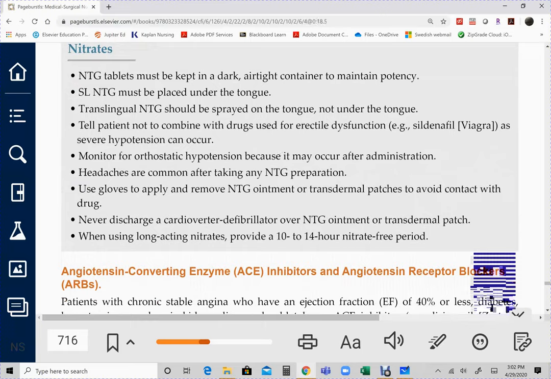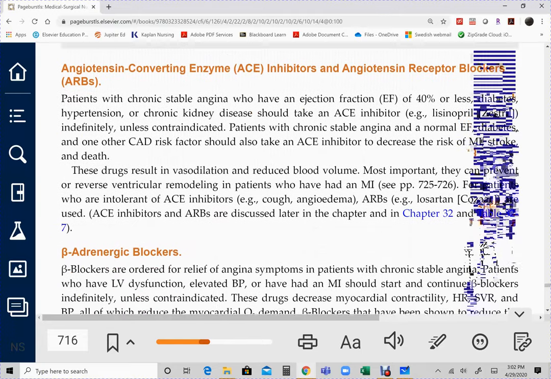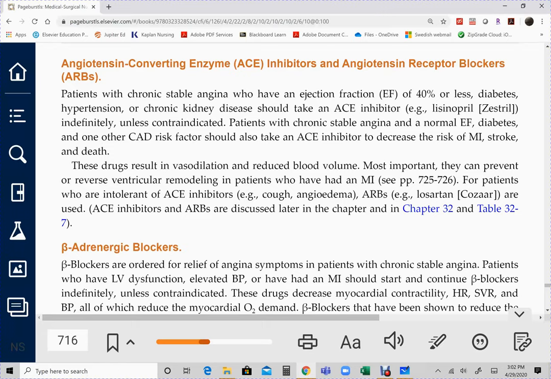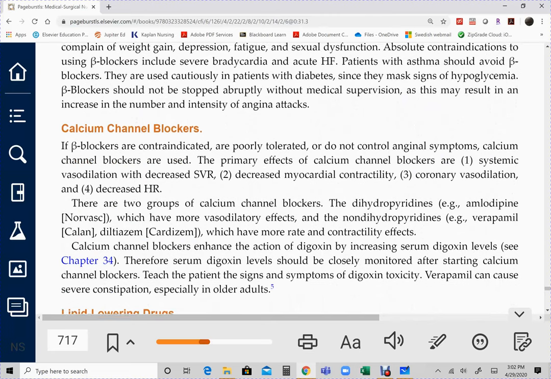Can you please read on your own? This is nitroglycerin, so this is the same nitroglycerin you use for dynamite, okay, explosives. So therefore, you know, don't put a defibrillator over it. It will catch fire. We already know about ACEIs and ARBs, beta blockers. Please read them on your own.